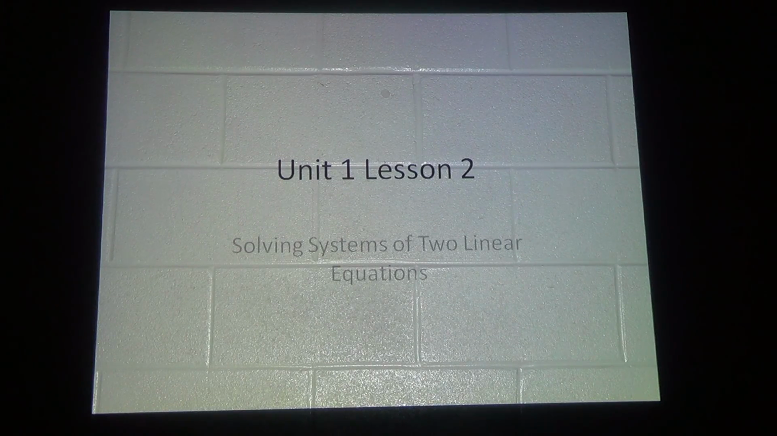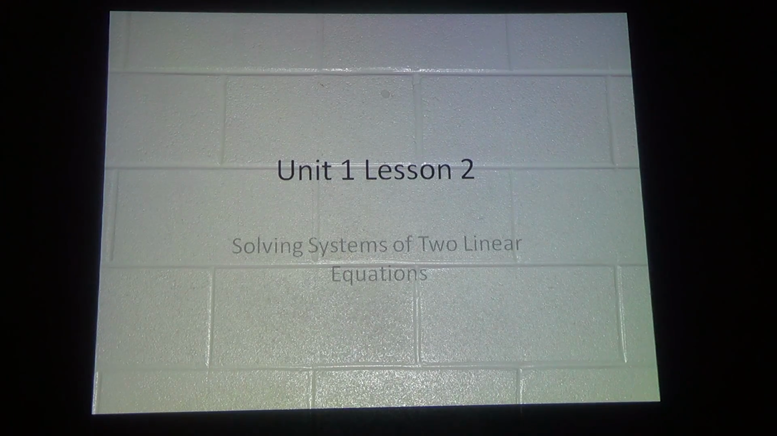Today we're going to look at Unit 1, Lesson 2, solving systems of two linear equations. The purpose behind this is simply so that you will be able to solve equations whenever they come up in systems where you're trying to find out where two lines actually cross each other.